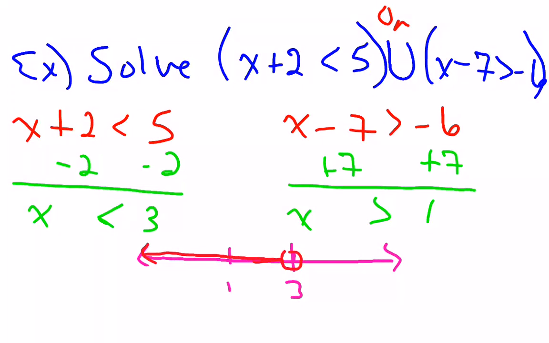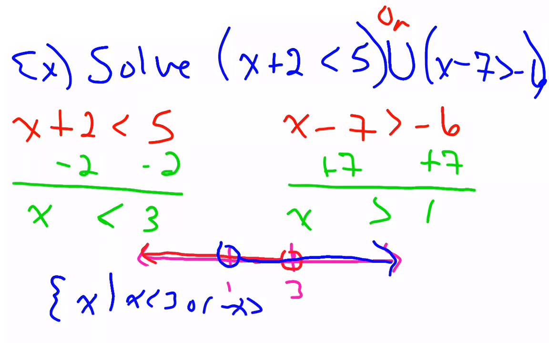Then let's look at the other. And so x is greater than 1, so we would have an open circle because it's not the equal sign, but greater than means we're going to the right. And so notice, what have we covered on the number line? Well, we've covered everything. So in this case, how could we write this in set notation? We would say x such that x is less than 3 or x is greater than 1. And that would be our answer.